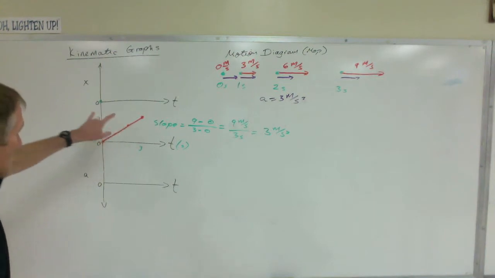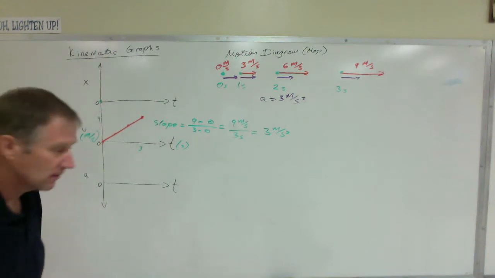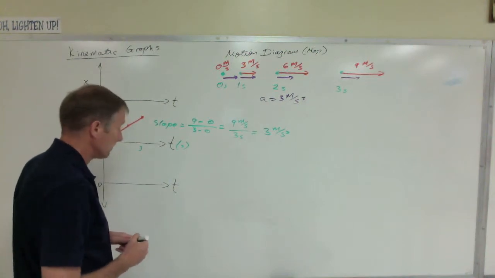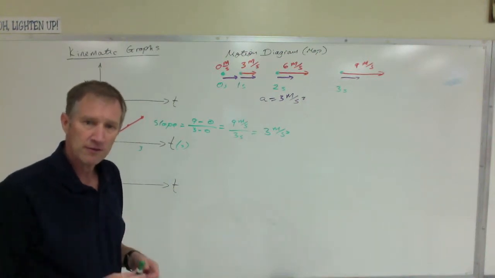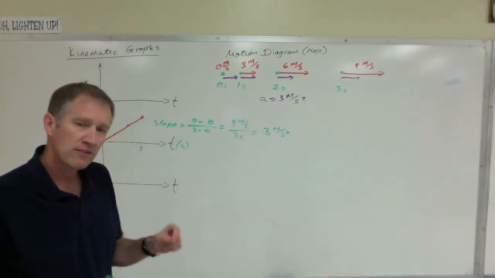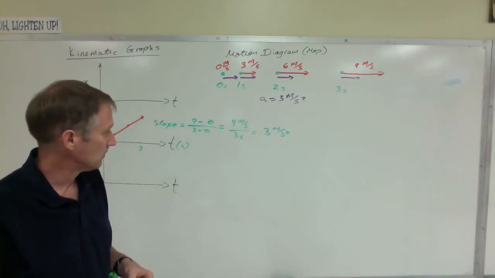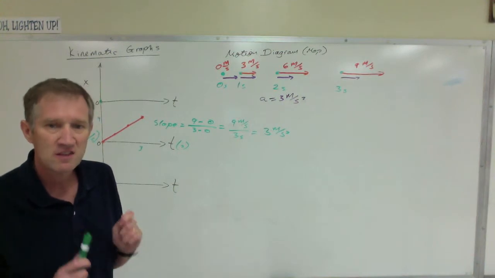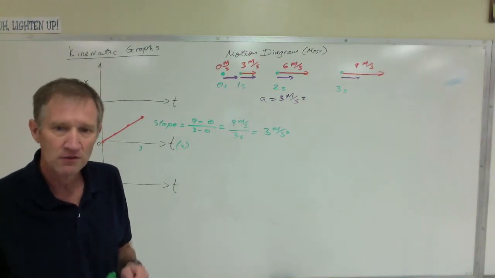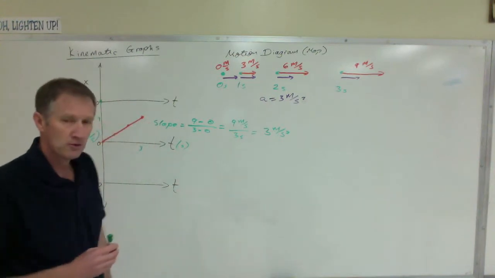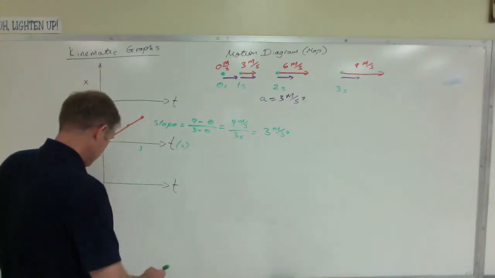That's the acceleration, the rate of change of the velocity. Okay, slope of a velocity time graph equals acceleration. Acceleration is defined as the rate of change of velocity. That's what the slope represents, the rate of change of the velocity.